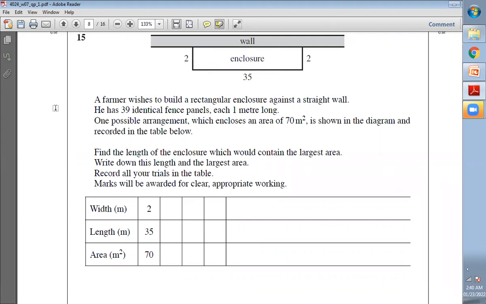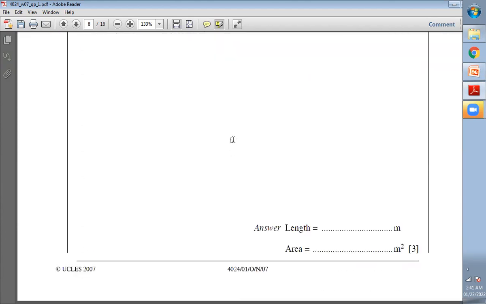A farmer wishes to build a rectangular enclosure against a straight wall. He has 39 identical fence panels, each 1 meter long. One possible arrangement which encloses an area of 70 meters square is shown in the diagram and recorded in the table below. Find the length of the enclosure which would contain the largest area. Write down this length and the largest area. Record all your trials in the table. Marks will be awarded for clear, appropriate working. So it's a 3-mark question.